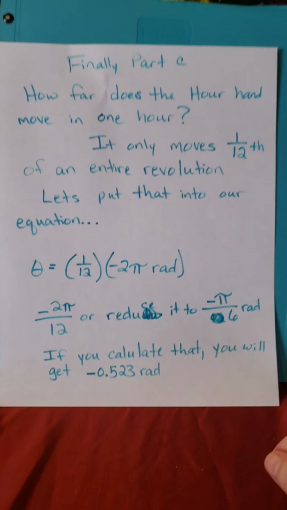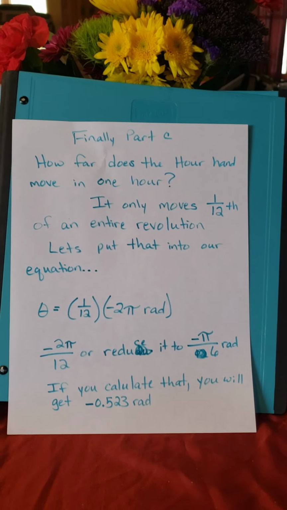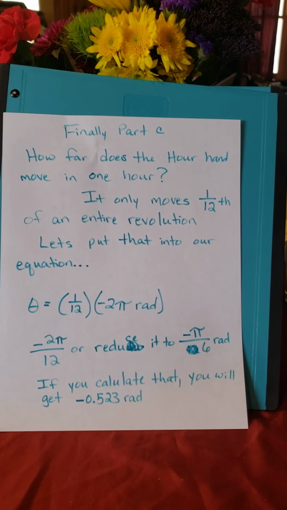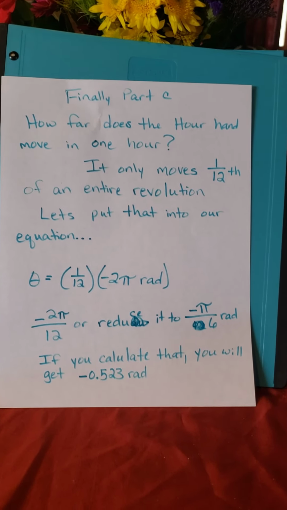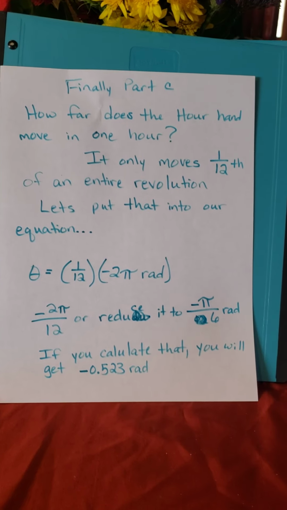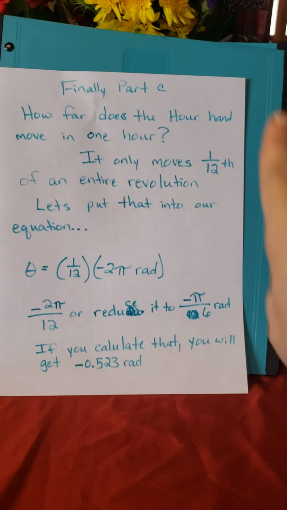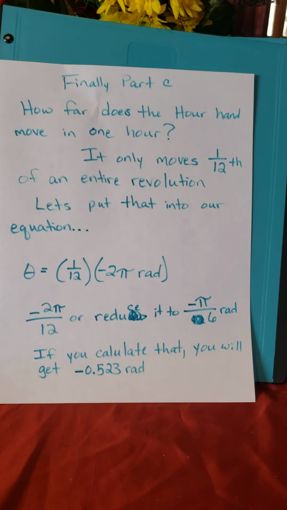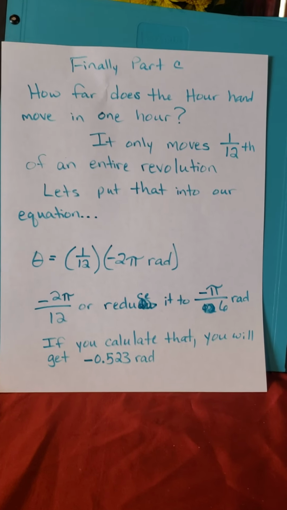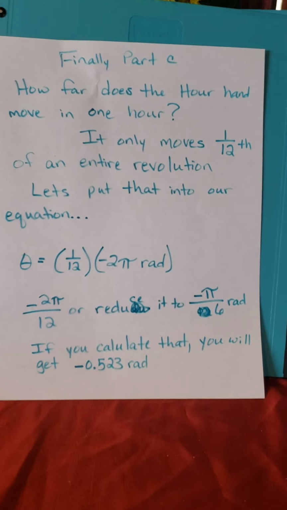So let's move on to the last part of this problem. Finally, part C. How far does the hour hand move in 1 hour? Clearly it only moves 1/12 of an entire revolution, because on a regular clock, there are 12 hours that make up 1 revolution with the hour hand. So let's put that into our equation.